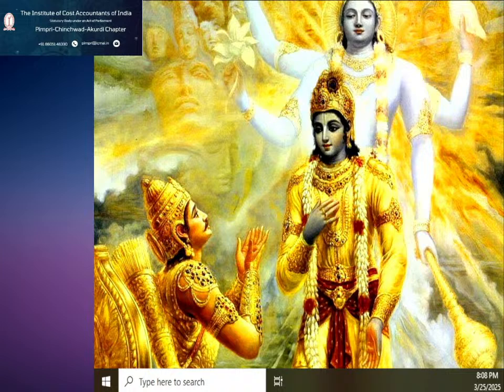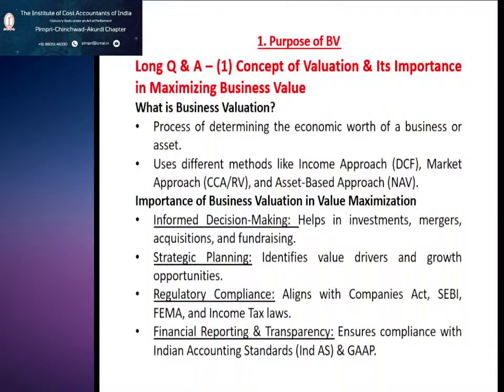So CCA is comparable company analysis, or RV is relative valuation, and asset based approach is the net asset value, that is NAV. So importance of business valuation in value maximization includes informed decision making, which helps in investments, mergers, acquisitions and fundraising. Second importance is strategic planning, which identifies value drivers and growth opportunities. Then regulatory compliance, wherein it aligns with the Companies Act, SEBI, FEMA and income tax laws.